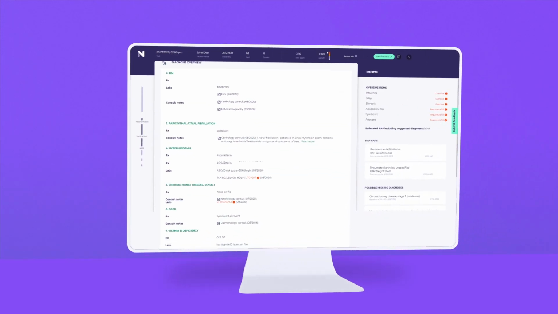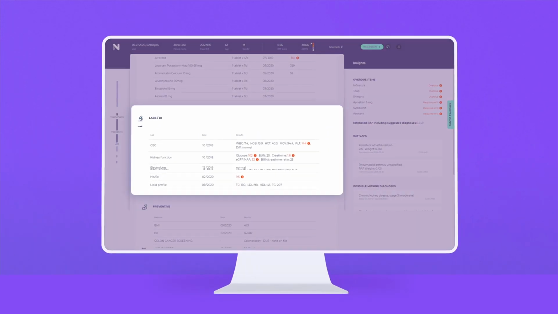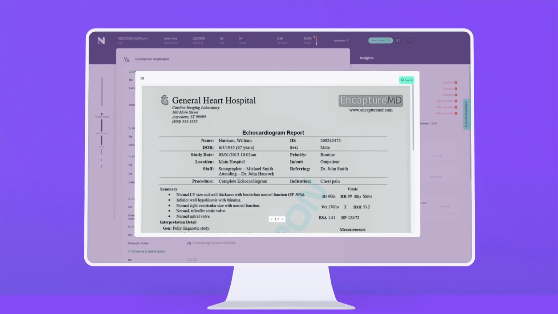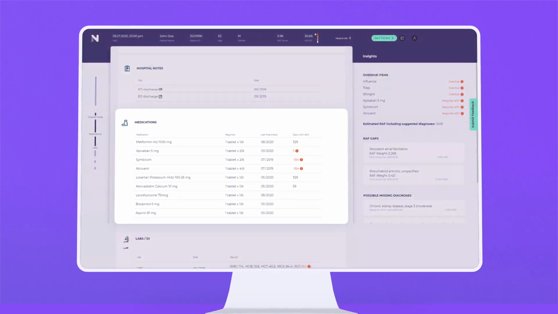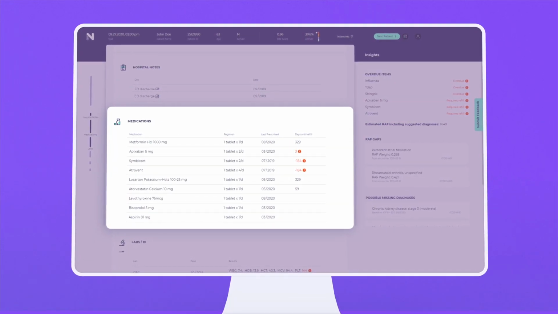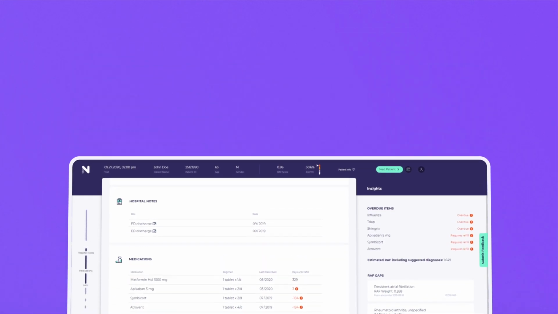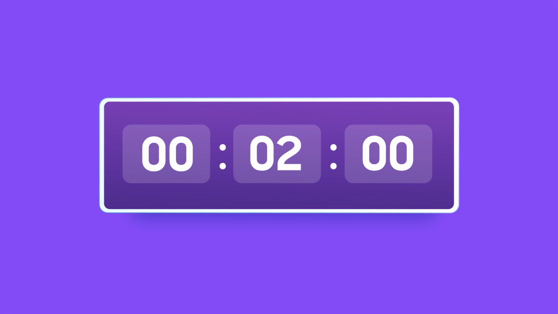Now, it's immediately clear. His GFR is deteriorating. His cardiac echo reveals mild to moderate diastolic dysfunction. And it looks like he isn't taking his COPD inhalers. No prescriptions were filled in the past year. 2 minutes for a comprehensive, in-depth pre-visit chart review.